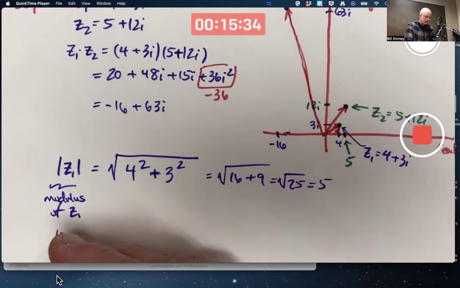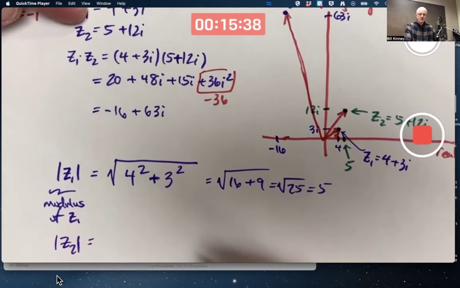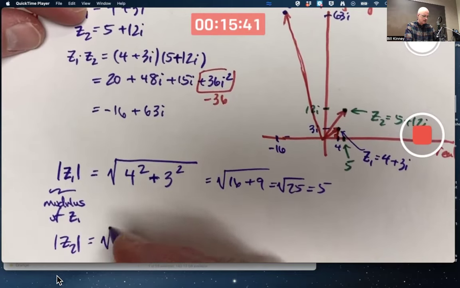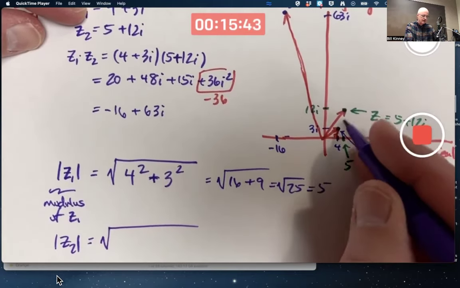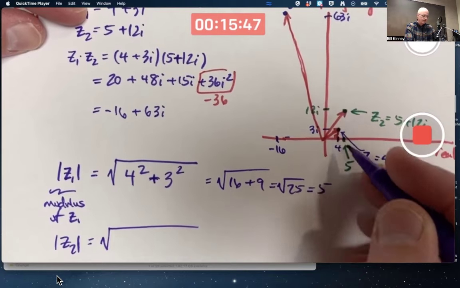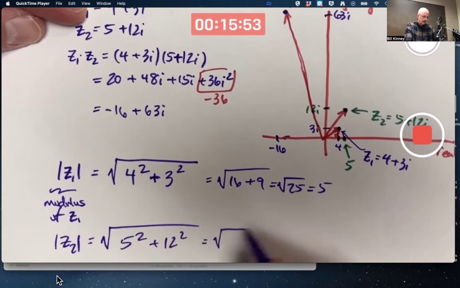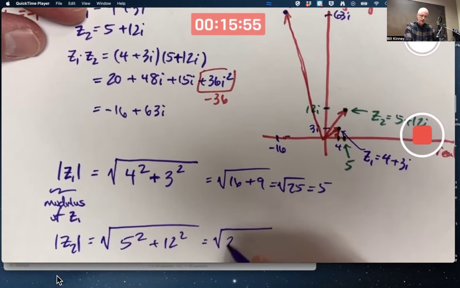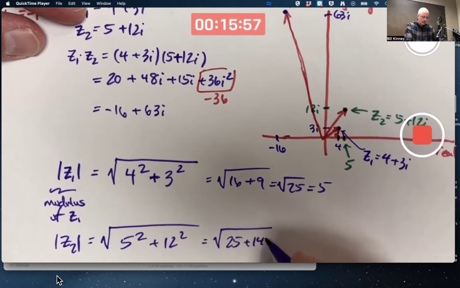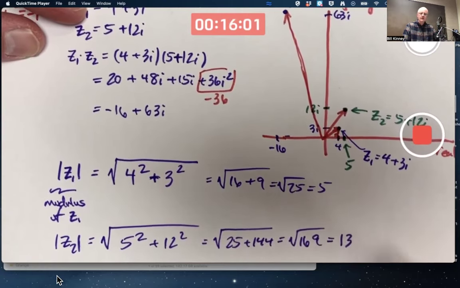Similarly, I can compute the modulus of z2. z2 is 5 plus 12i. I could draw a right triangle again over here. Try to figure out the hypotenuse length there. And I get square root of 5 squared plus 12 squared. Square root of 25 plus 144 is square root of 169, which is a nice number, 13.